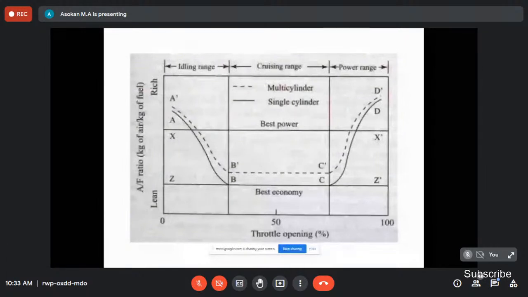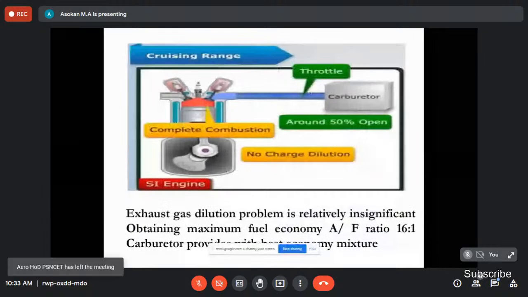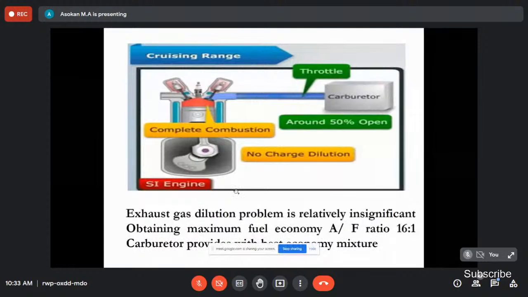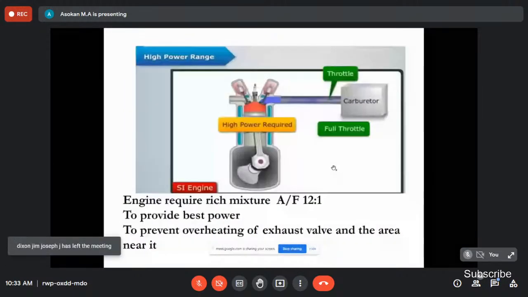Already explained to you: at 50% open, the dilution problem diminishes because the pressure conditions almost match. The dilution problem can be eliminated in this cruising range. Then the power range is when the throttle valve is fully open. The supplied ratio is meant to provide the best power and also prevent overheating of the exhaust valve.